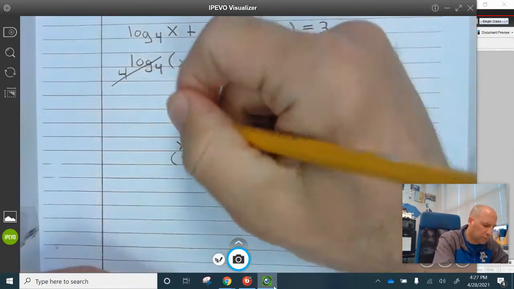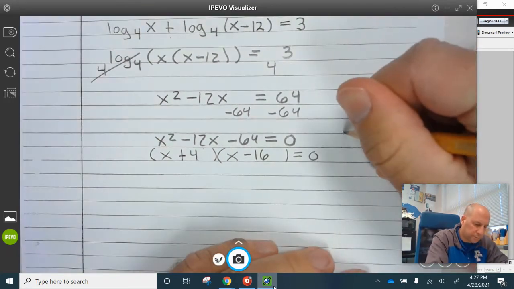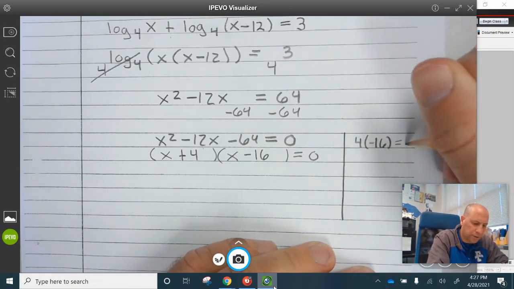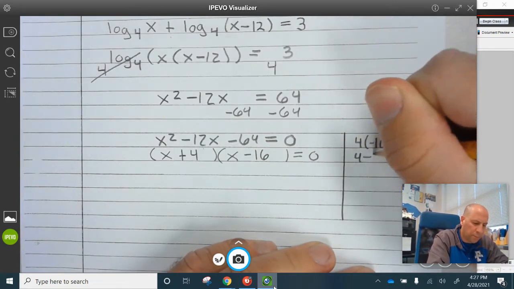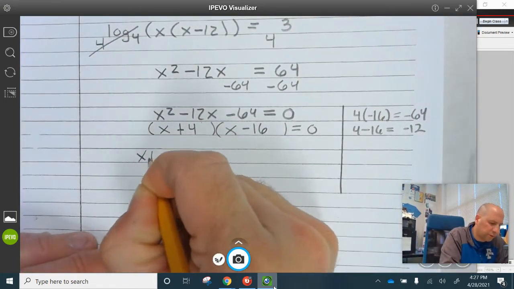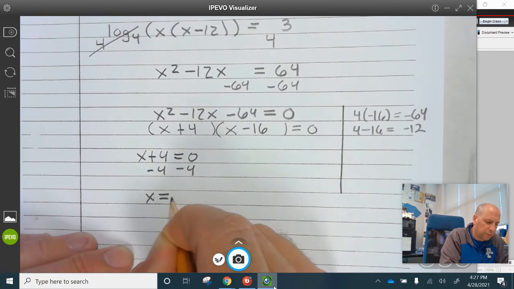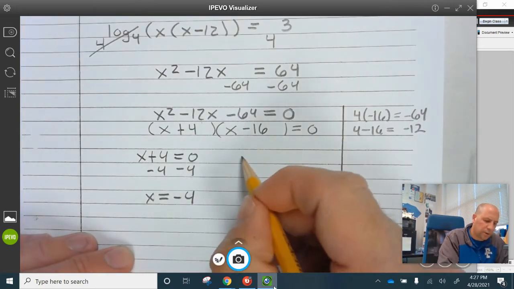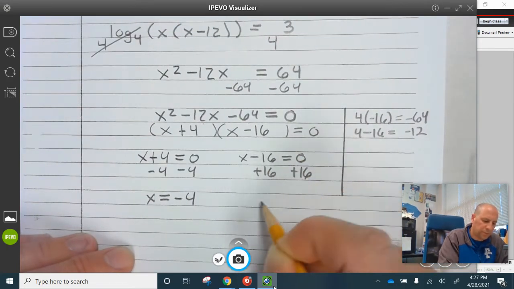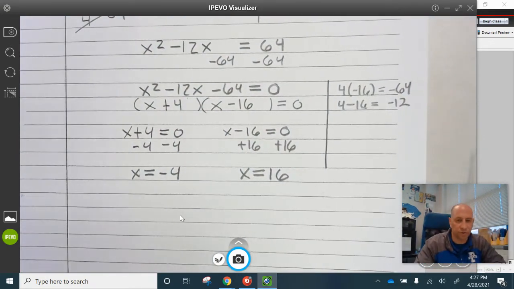So our factors are x plus 4, x minus 16. Because 4 times negative 16 equals negative 64, and 4 minus 16 equals negative 12. Right? So we set those equal to 0. So x plus 4 equal to 0. Subtract 4 from both sides. X equals negative 4. Okay, x minus 16 equal to 0. Add 16 to both sides. X equals 16. Okay, so now we're going to check for an extraneous solution.